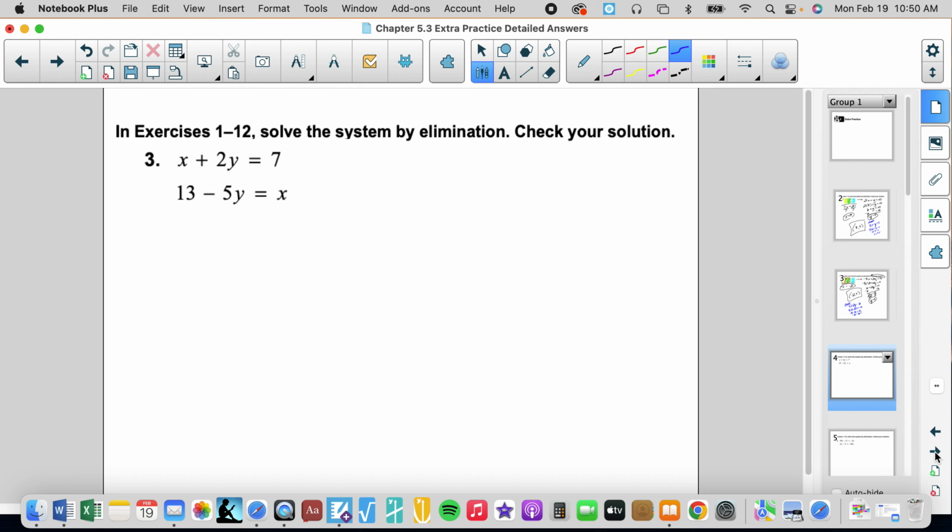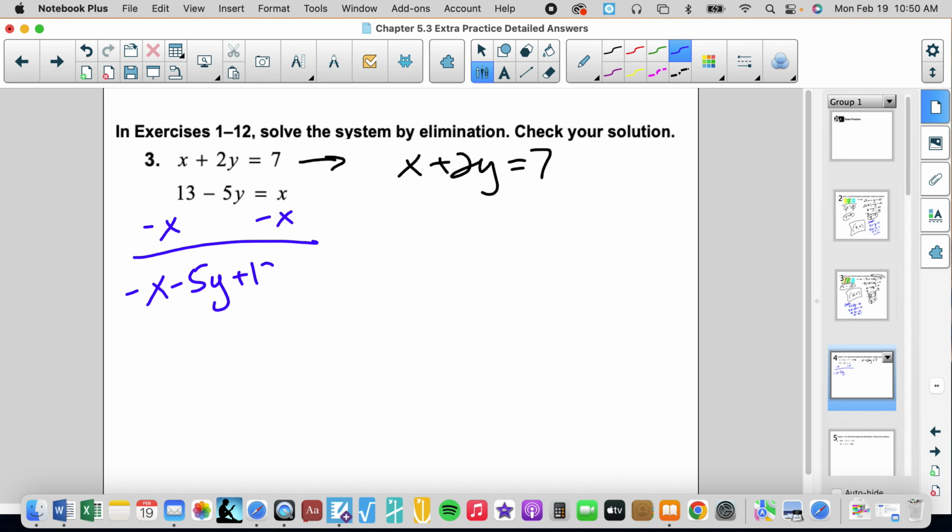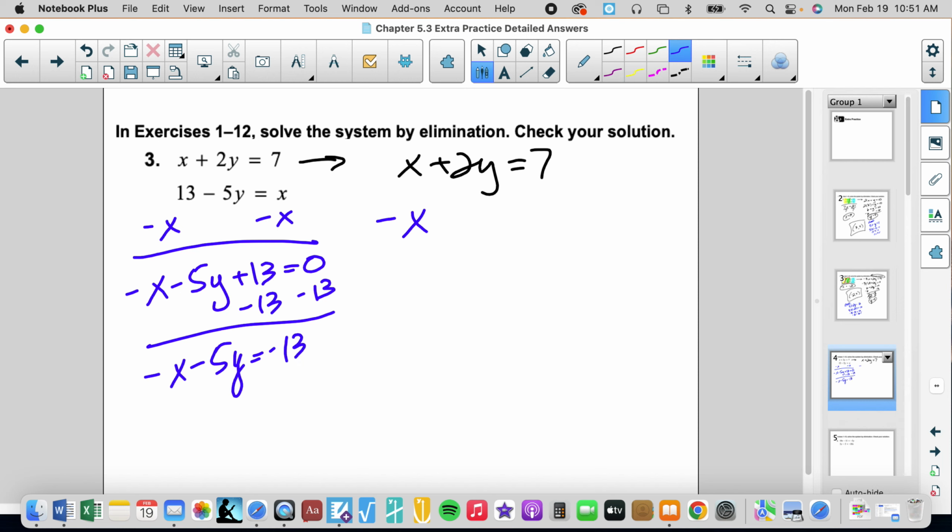Okay, wow. So notice that they're not in the same format. I'm going to keep this top equation in standard form. And in the bottom equation, I'm going to move the x over, which gives me negative x minus 5y plus 13 equals 0. And then I'm going to move the constant over. So I get negative x minus 5y equals negative 13. And I'm going to rewrite that under my top original. So now they're in the same format.